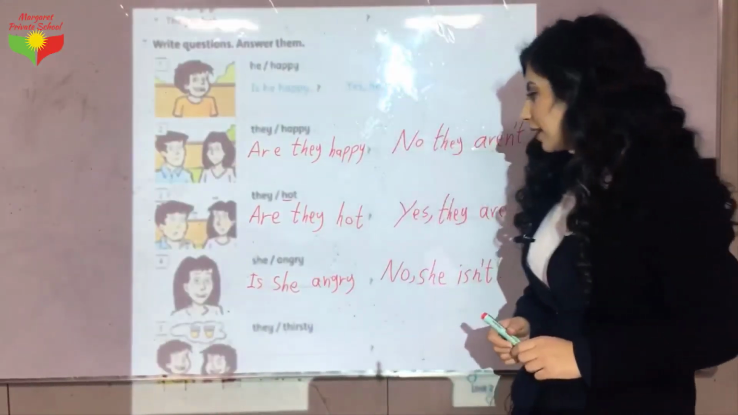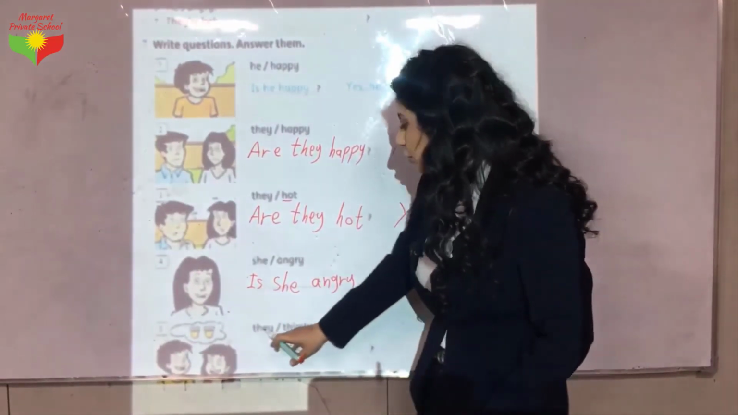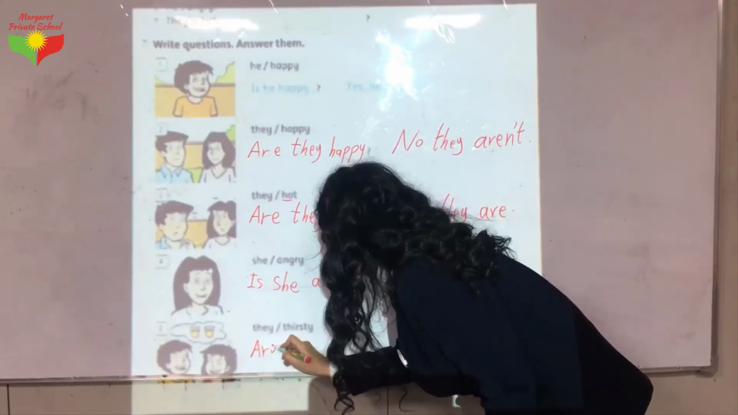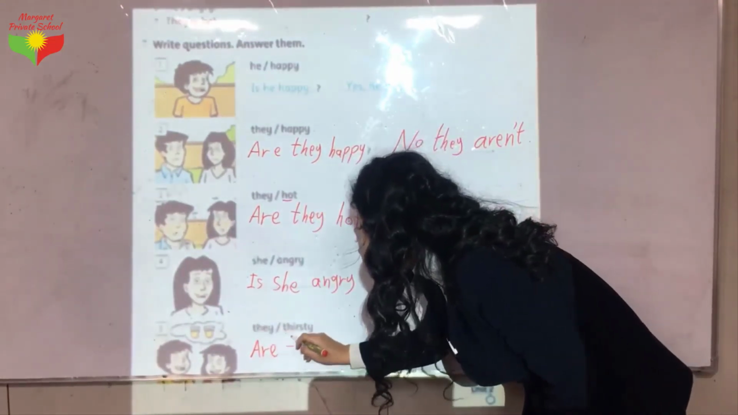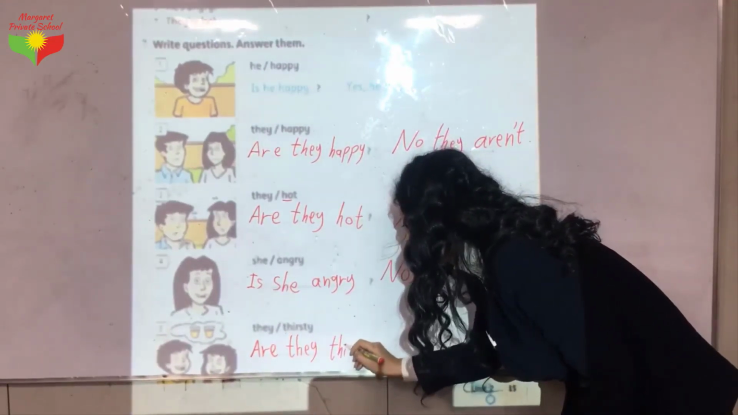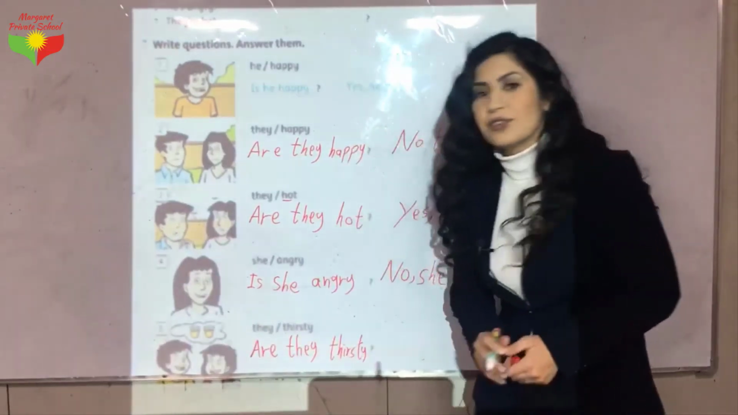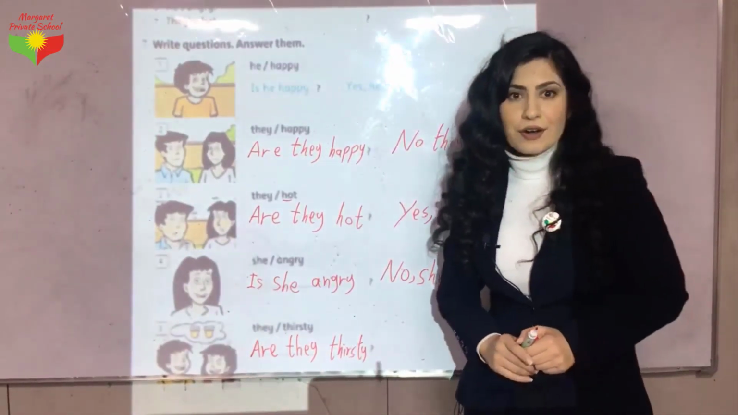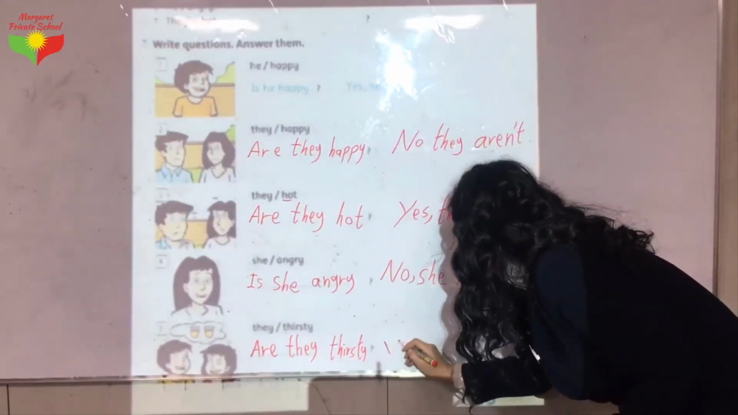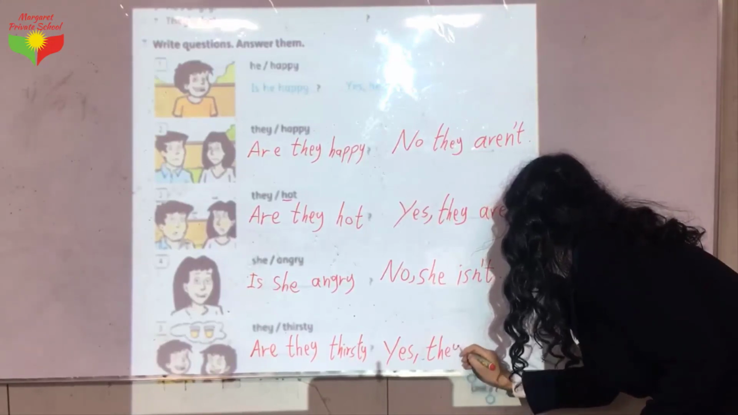Okay, now let's go to the last one. Okay, we have they with thirsty. Okay, we should use are with they. So are they thirsty? Okay, look at the picture. They want to drink juice. It means that they're thirsty. So, are they thirsty? Yes, they are. So, we have to write yes, they are.